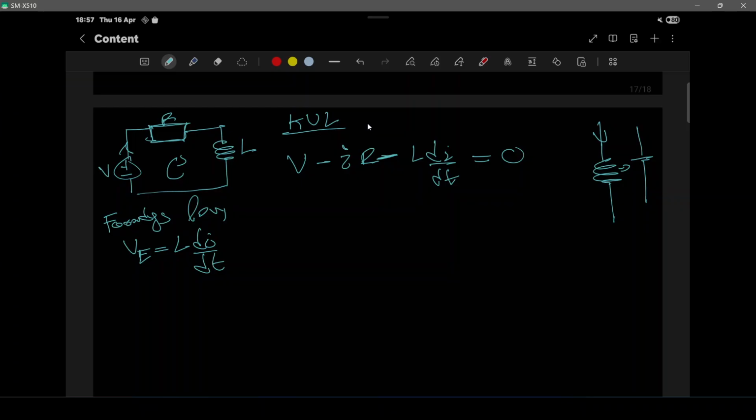Given the values for this, we are not considering the values, but we are focusing on solving this. If you don't understand this concept, go ahead and learn about the inductor voltage.